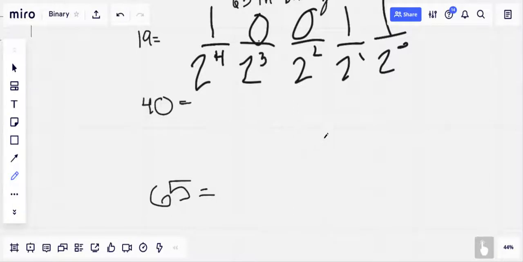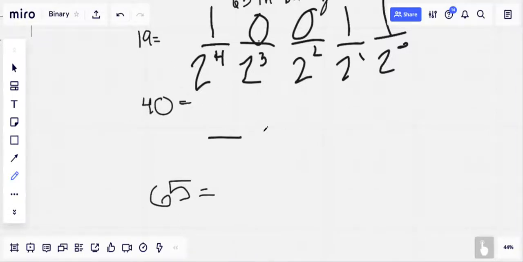Let's do 40 now. Remember, our first step is to find the power of 2 that is closest to 40 without going over. 2 to the power 0 is 1, 2 to the power 1 is 2, 2 to the power 2 is 4, 2 to the power 3 is 8, 2 to the power 4 is 16, and 2 to the power 5 is 32. And 32 is our answer.